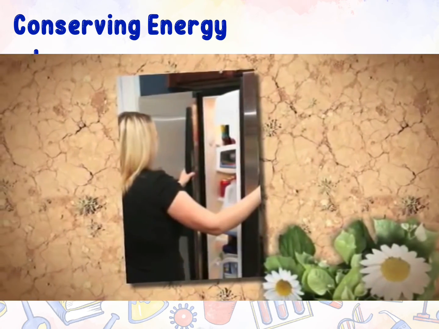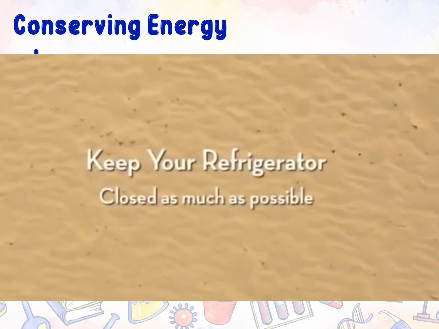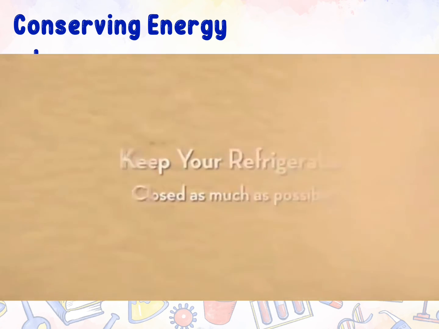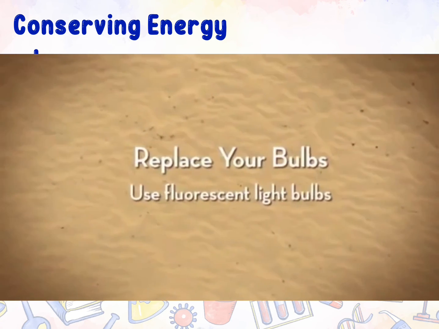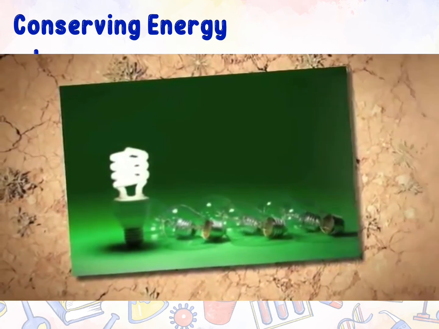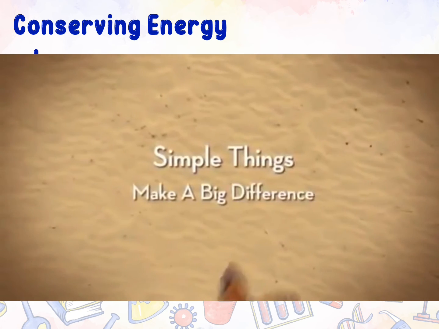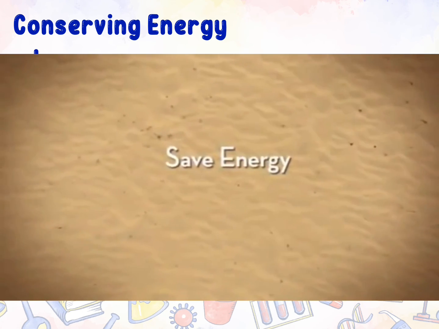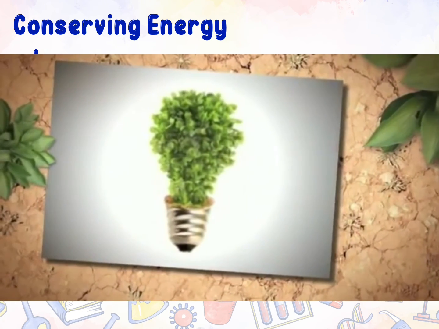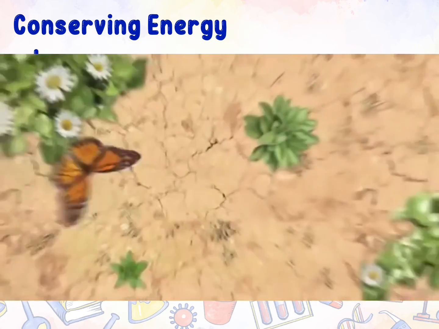Now, refrigerators, or our fridge, use energy. So don't open it. Keep it closed as much as possible. Replace your bulbs with fluorescent lights. They will use less energy. So even though it's small, you have to do your part, because simple things make a big difference, and thereby you can save energy.